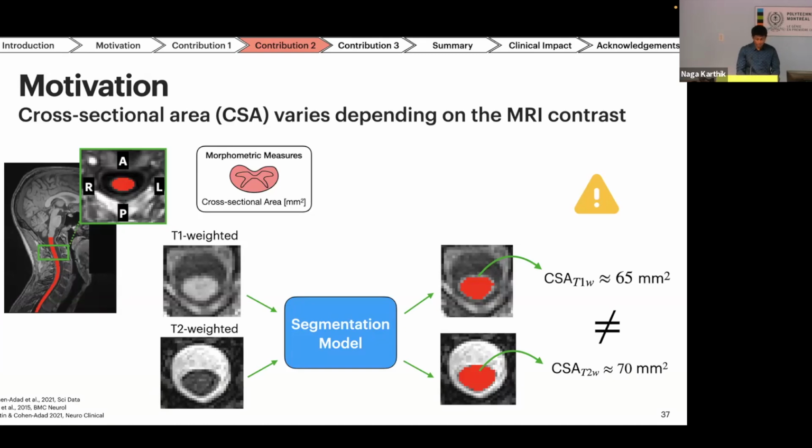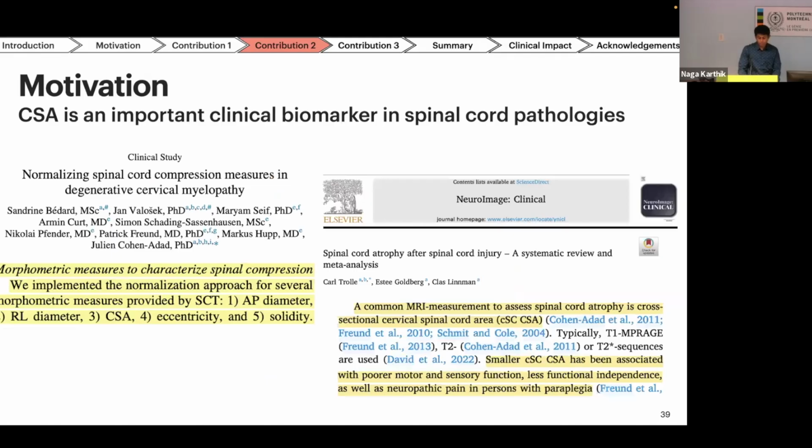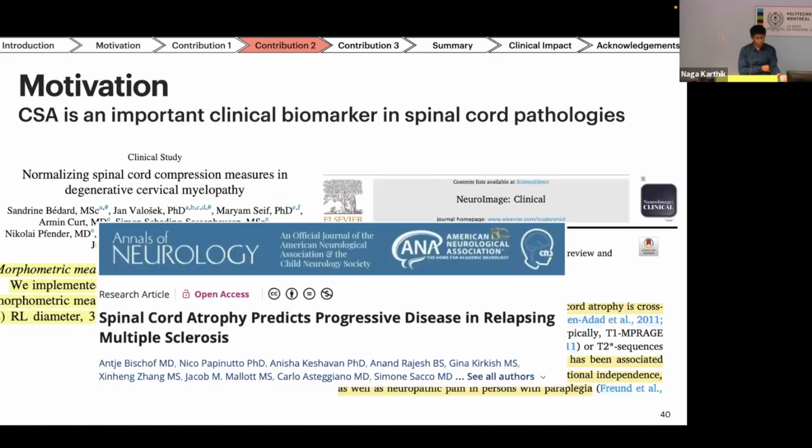But why are we interested in CSA in the first place? So CSA is an important biomarker in several spinal cord pathologies, particularly to characterize spinal cord compression, in this case, degenerative cervical myelopathy. And it is also used to compute spinal cord atrophy, which I mentioned before, especially in MS, where detection of spinal cord atrophy is critical because it helps in better stratifying patients, or even reducing the size of clinical trials used to detect atrophy in patients. So overall, it is a biomarker which is used in several spinal cord diseases.